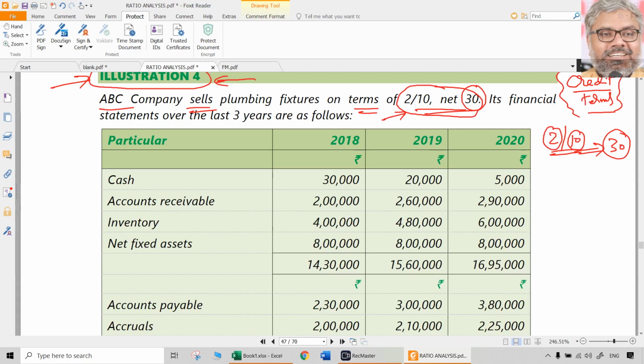Now within this, we cannot say, sir, what happens if they pay beyond 30 days? That is a different story. That is not described here. That will depend upon the relation between us and them. We may have penalties or whatever. That is all a different story. We don't have to bring any of those things here. These are the terms given to them.